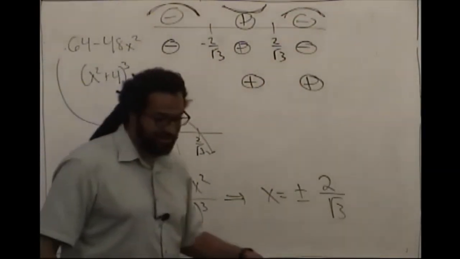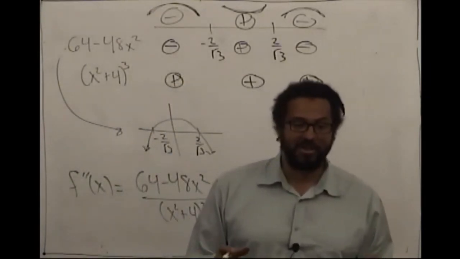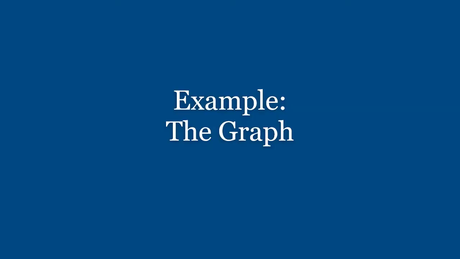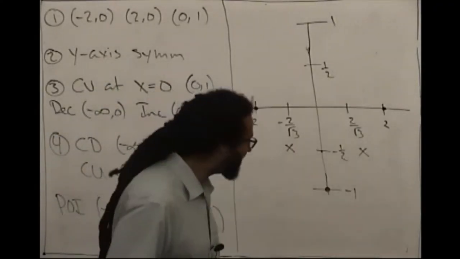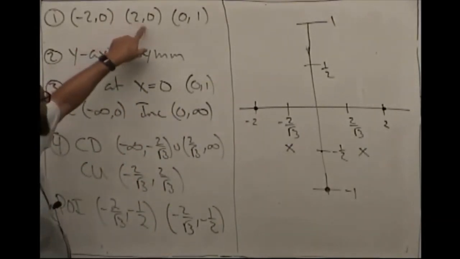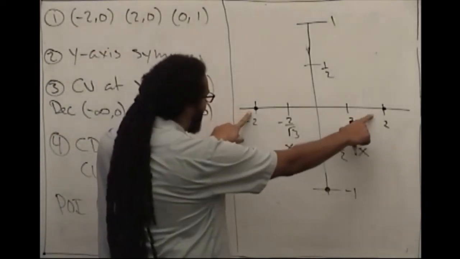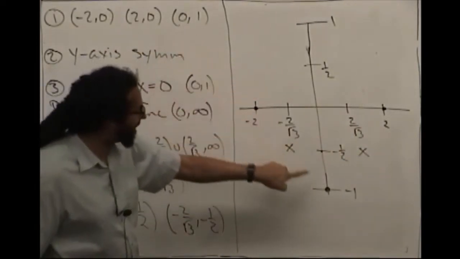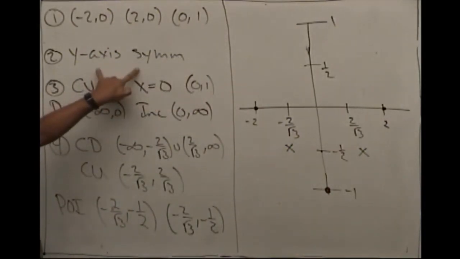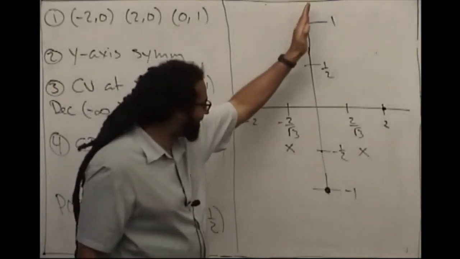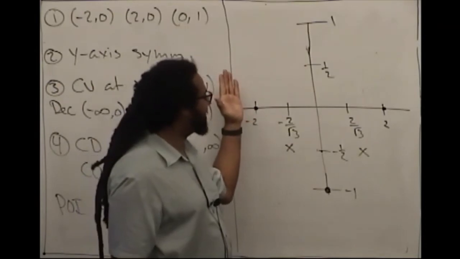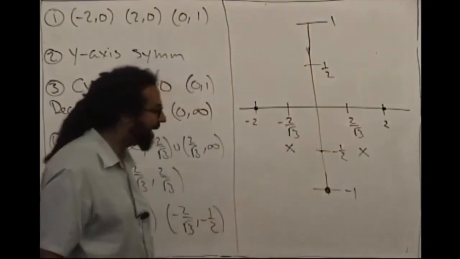So now let's assemble all of the information that we have to sketch the graph of this thing. Let's assemble all the stuff that we figured out along the way. So our intercepts: negative 2, 0, and 2, 0. Here those are. I plotted them. And then the y-intercept, 0, negative 1. And then we know we've got y-axis symmetry, so I know that the thing has to be symmetric about the y-axis. So if I fold the left-hand side over, it should match the right-hand side.